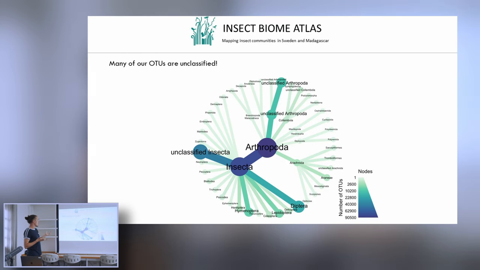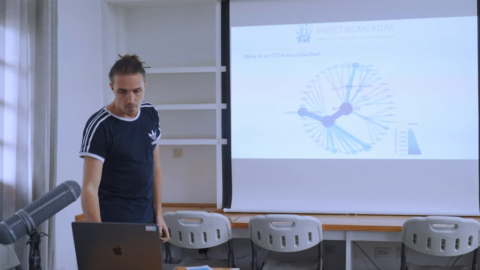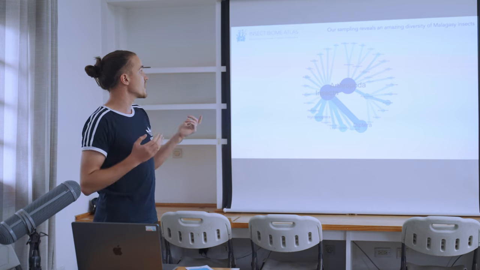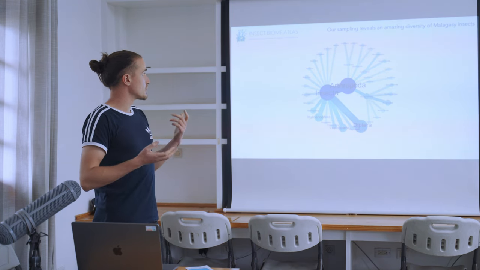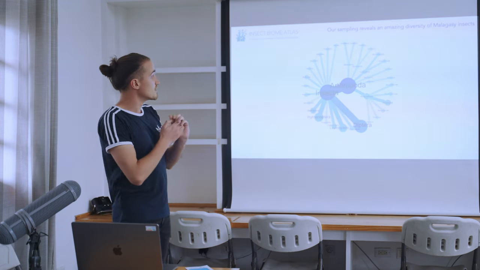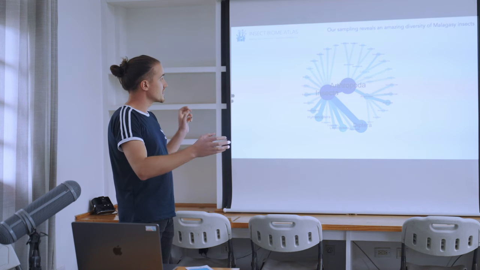One of the most striking results from the work we've done so far is how many of the organisms we detect don't have a reference sequence matched in the database, which is quite exciting. It probably means that a lot of the species that we're working with are new to science. But if we ignore the ones we don't have a reference sequence for, we actually detect a really, really diverse insect fauna.